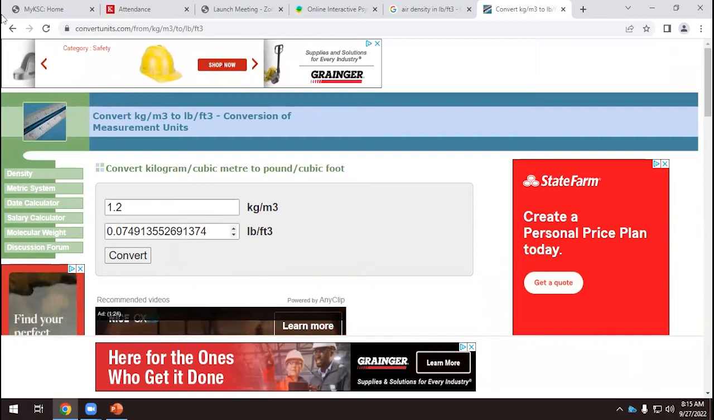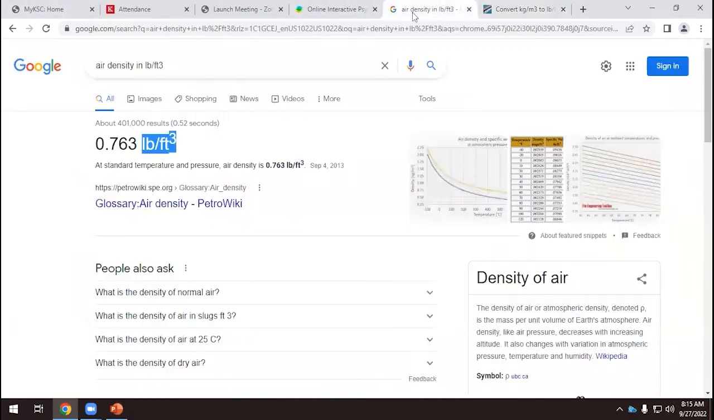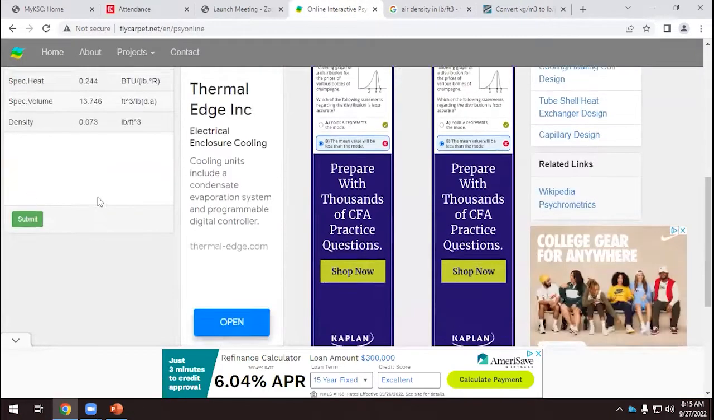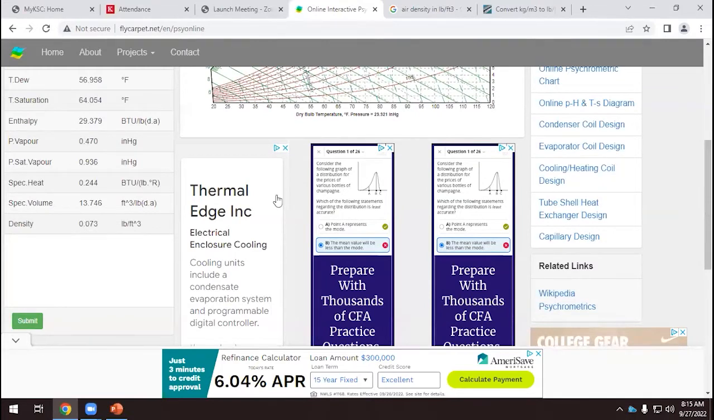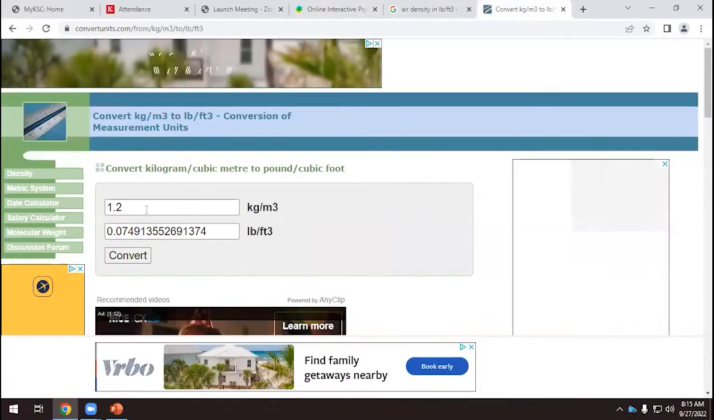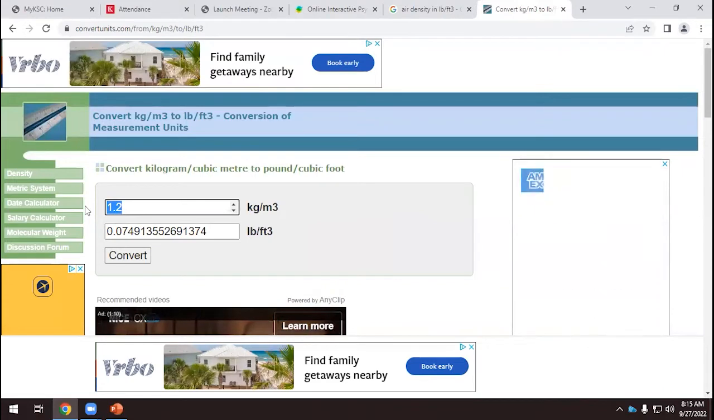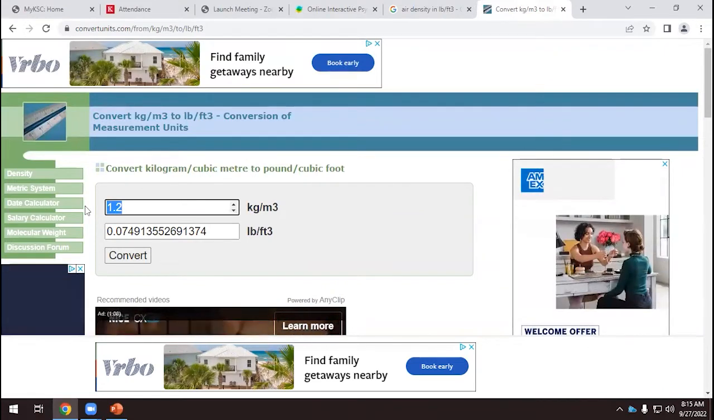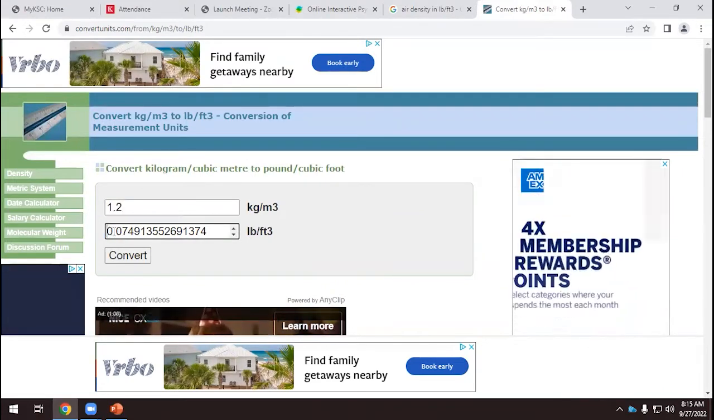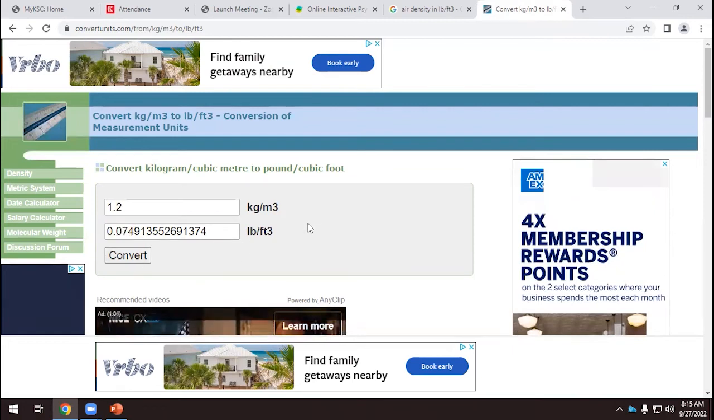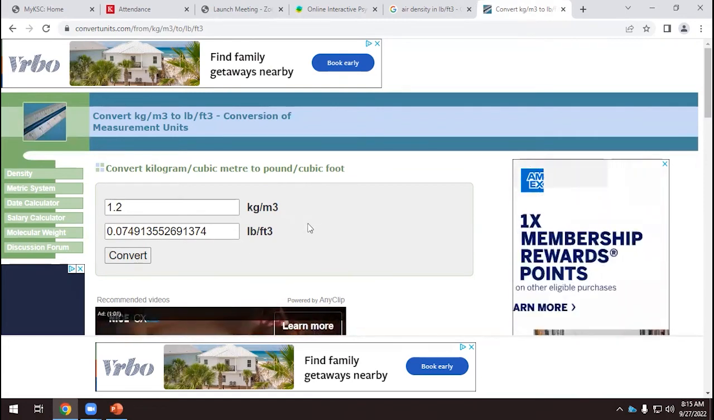So when I Google air density, I have 0.7, but in this one I have 0.07. So what's the right one? I know that this is the right number in international units, and then this should be 0.07. Be careful with that, okay? So the units are important. The air density is always 0.07.